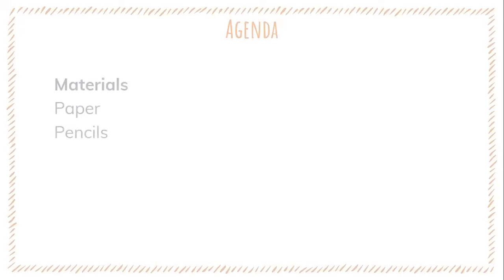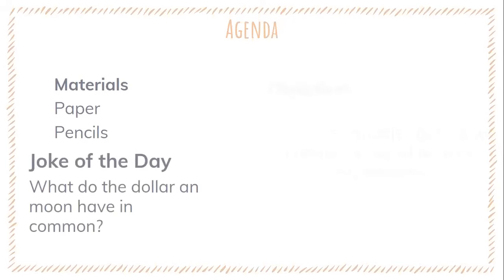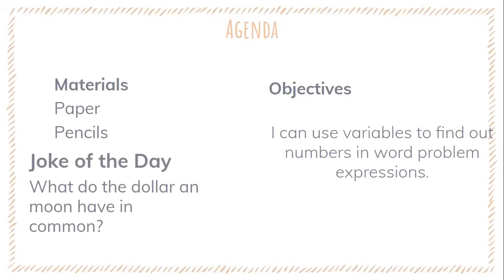So moving into our agenda for today, we have our materials, joke of the day, and objectives. I'm going to start with the objectives. It's going to be, I can use variables to find out numbers in word problem expressions. So at the end of the lesson today, we'll be able to do that with the material that we have learned throughout this lesson. Moving forward with the materials, we will need paper and pencil.